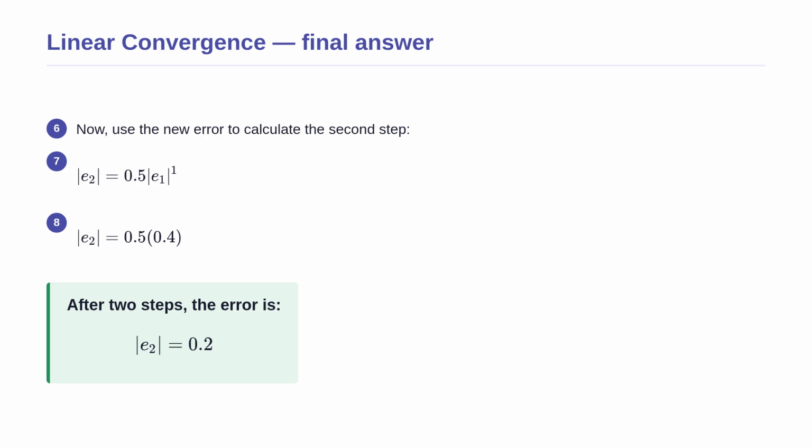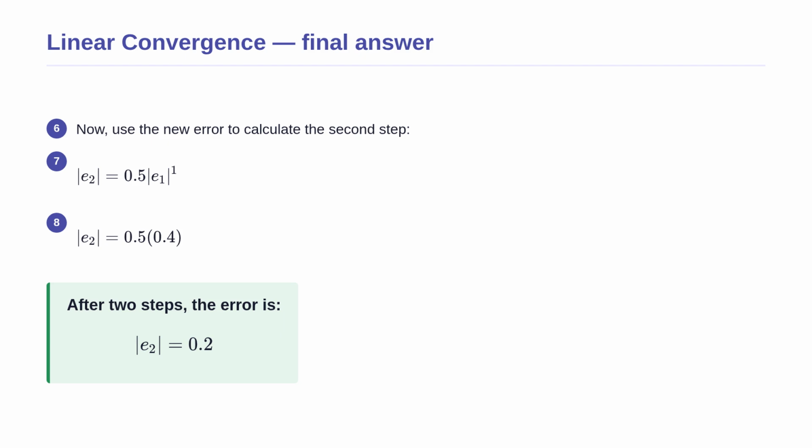Now that we have the error for step 1, we continue to step 2. We take our new, smaller error of 0.4 and plug it back into the exact same equation. The constant 0.5 and the power of 1 do not change. We multiply 0.5 by 0.4. This gives us our final answer for this example, an error of 0.2.